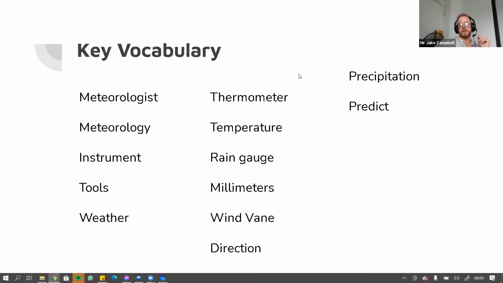So everyone turn your microphones off. We're going to pronounce this word. Precipitation. Precipitation. All right. We're going to do one more.